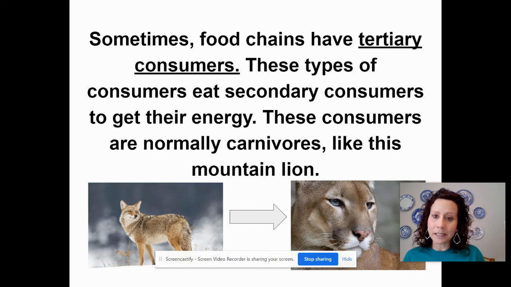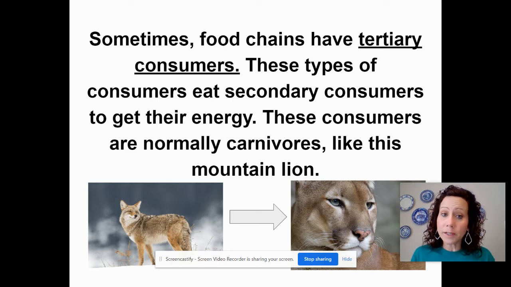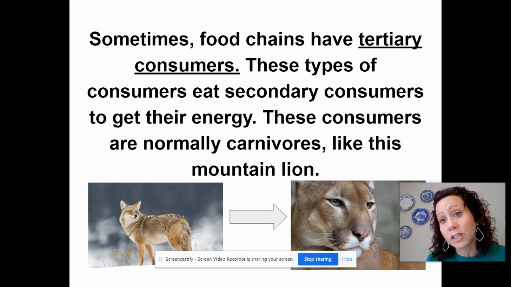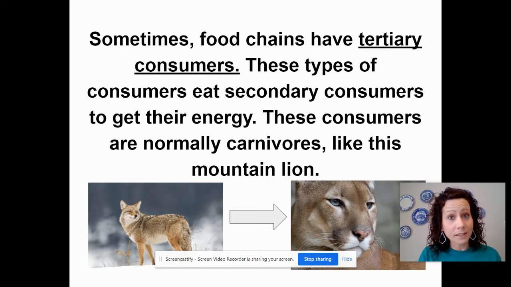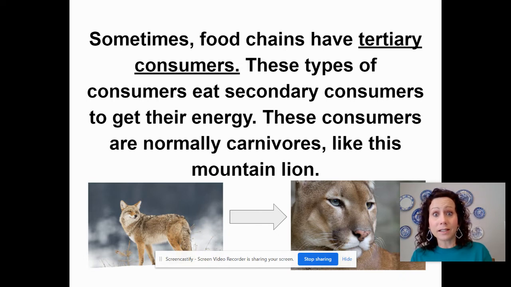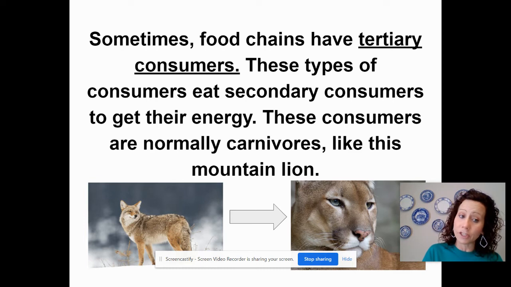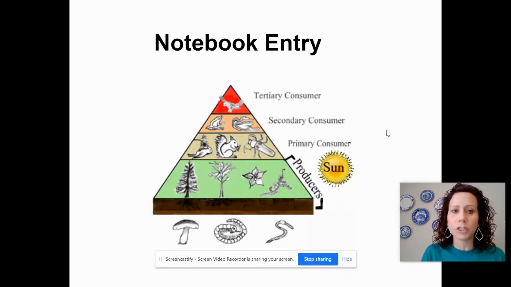So the mountain lion is a carnivore, which tertiary consumers are normally carnivores because they're at the very top of the food chain. Now, at the very top of the food chain, they're going to get even less energy because remember, the plant initially got the most energy from the sun. Then it used some energy to grow. Then the rabbit got a little bit of energy from the plant. It used some of that energy. Then the coyote got some energy from eating the rabbit. And now the mountain lion is at the top of the food chain getting even less energy because that coyote used some of its energy as well. So the mountain lion's at the very top of that food chain. We call it a tertiary consumer.